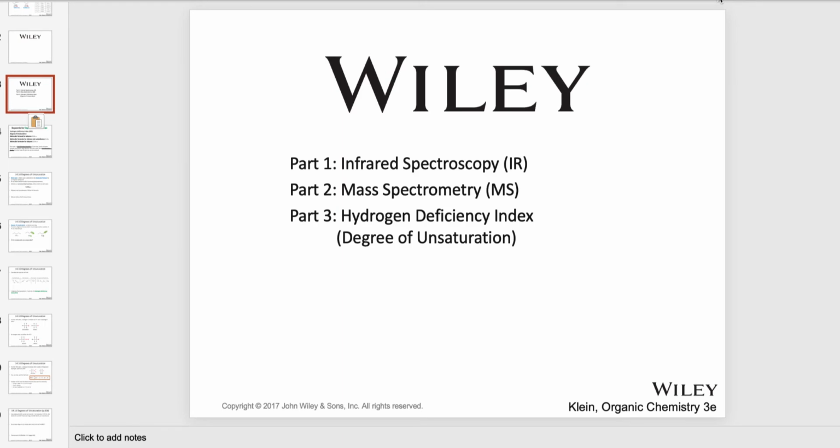Remember how at the very beginning I had pointed out to you that we are dealing with three parts in here. So we're done with IR, and we are done with mass spectrometry. So now we're looking at HDI, hydrogen deficiency index, in this segment over the next few slides. Basically, what we're doing is we're looking at the degree of unsaturation.